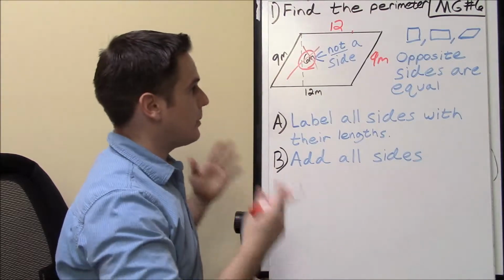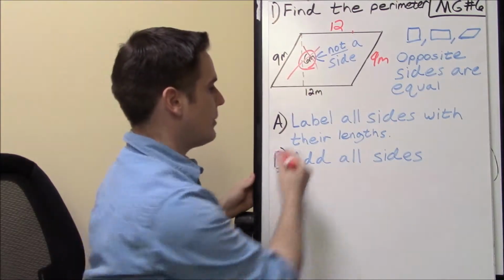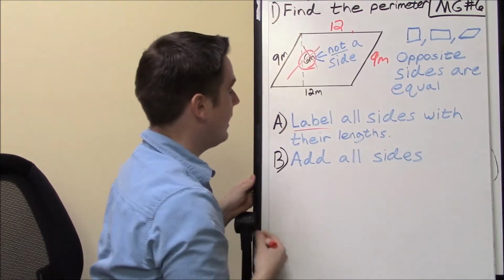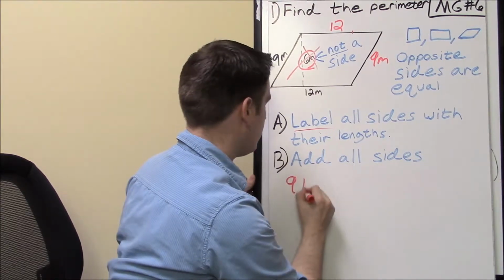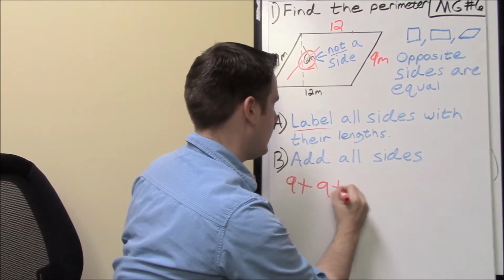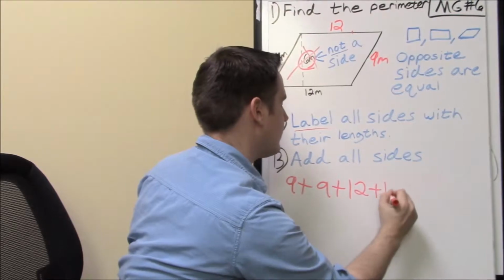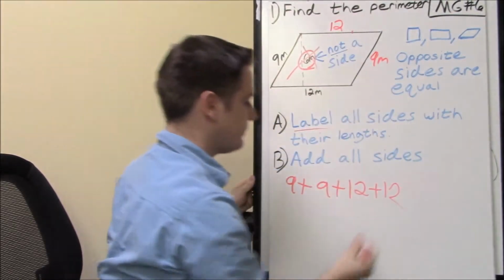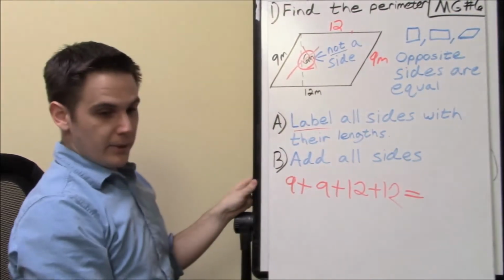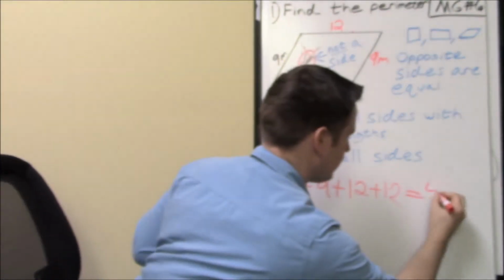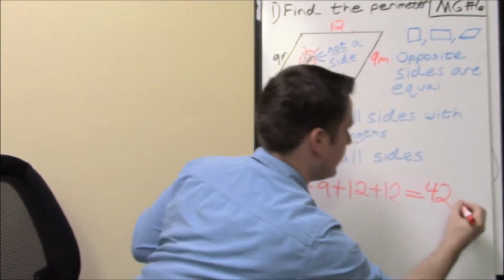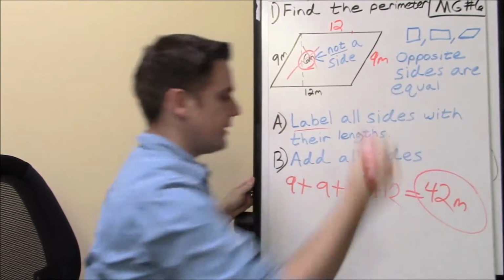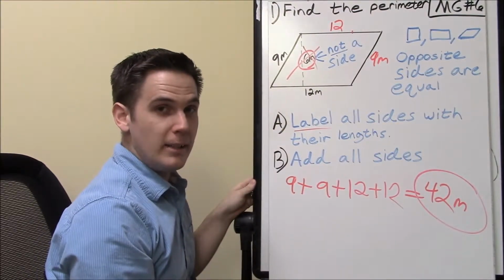Because they're so easy. Perimeter is adding up all the sides. Once we've labeled all the sides with their lengths, we add them up. So 9 plus 9 plus 12 plus 12, the 4 sides. We add those all up and we should get 42 meters, and that's it. We're done. Next example.